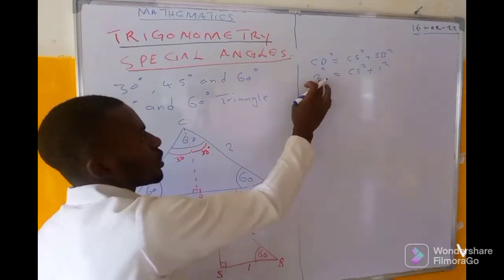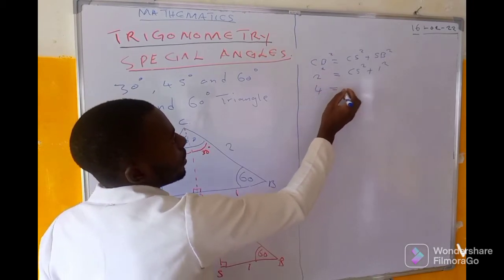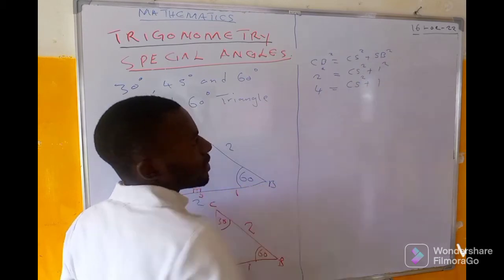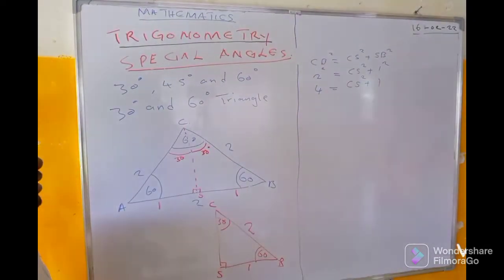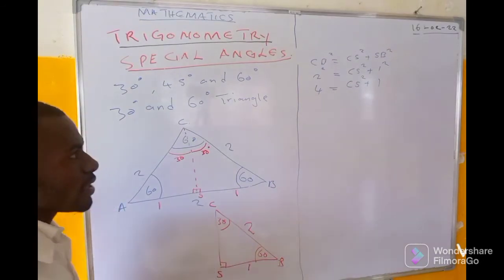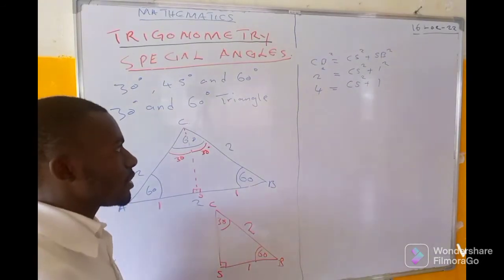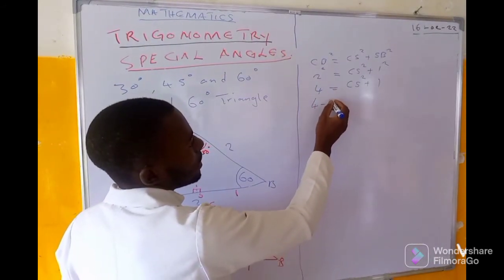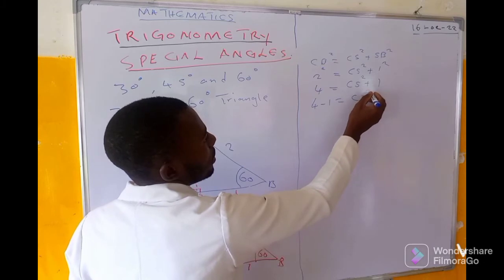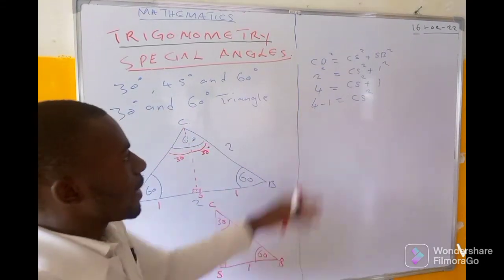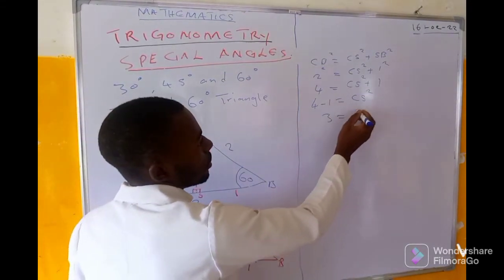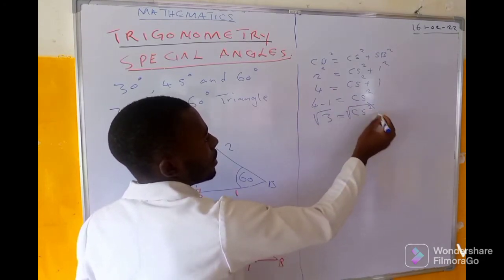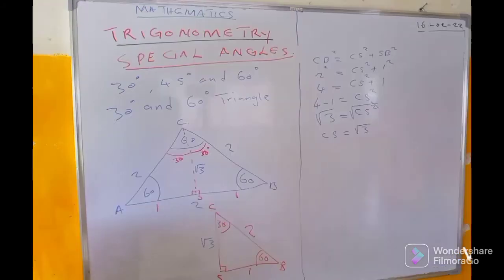Okay. So what is 2 squared? 2 squared is 4. Is equal to CS squared plus 1 squared, it is 1. Then we collect the like terms together. The 1 will cross the equal sign to come and join 4 here, which is going to change the sign to negative. So we're going to have 4 minus 1 is equal to CS squared. Then what is 4 minus 1? 4 minus 1, it is 3 is equal to CS squared. Then you introduce the square root to both sides so that you have CS is equal to square root of 3.